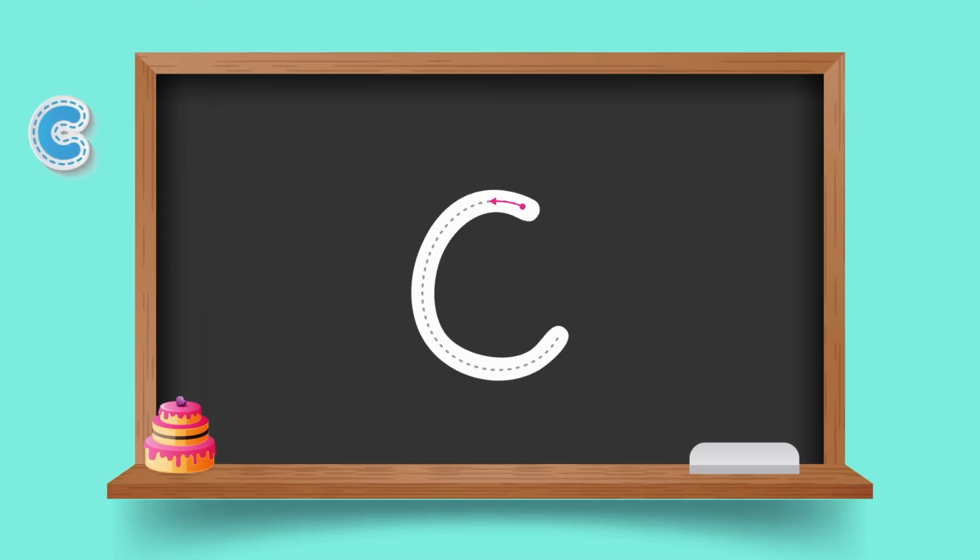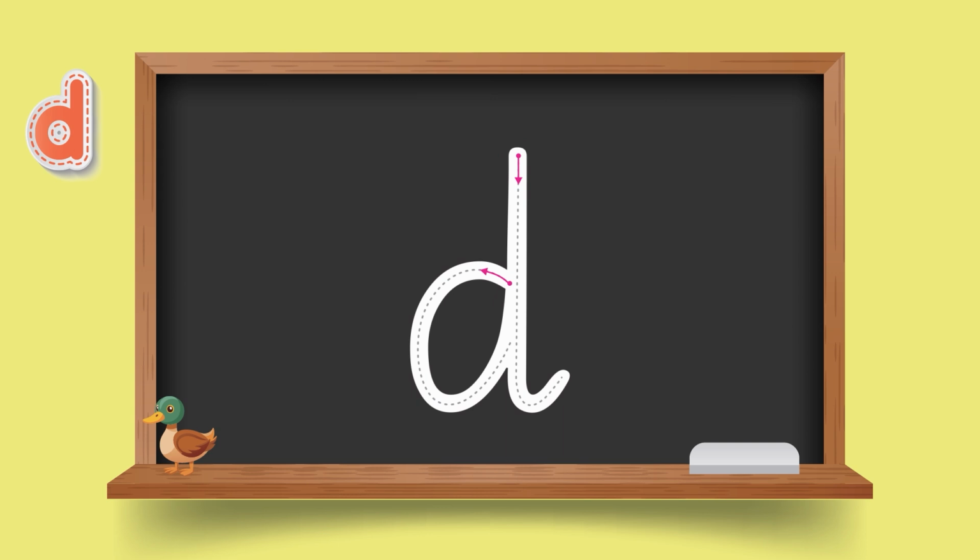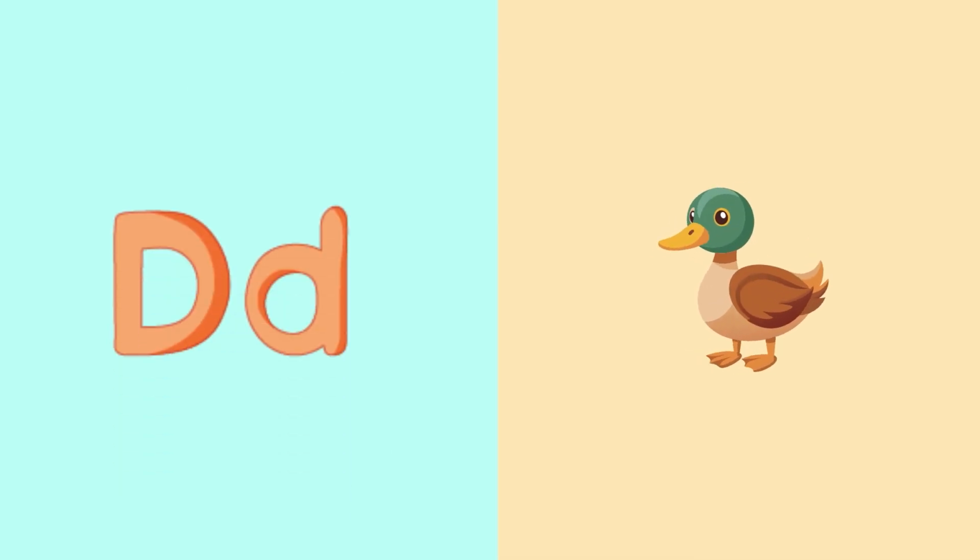Let's learn the letter C. Start at the top, halfway round. C is for cake. Let's learn the letter D. All the way round, up and down. D is for duck.